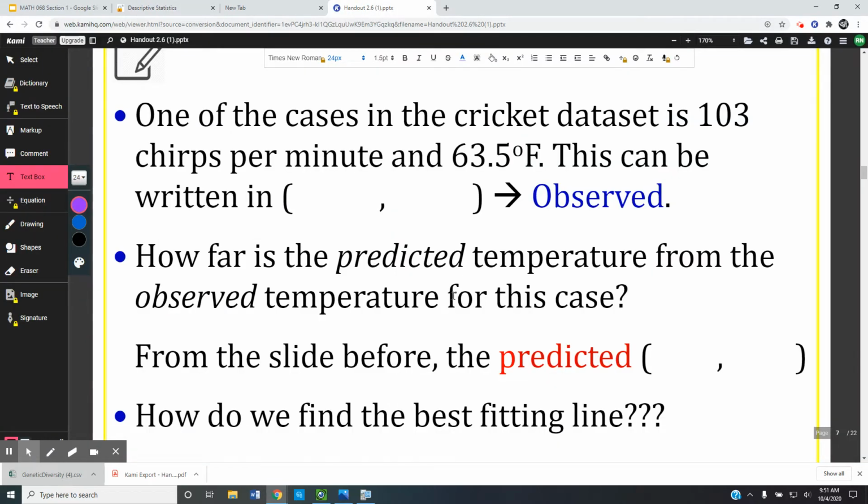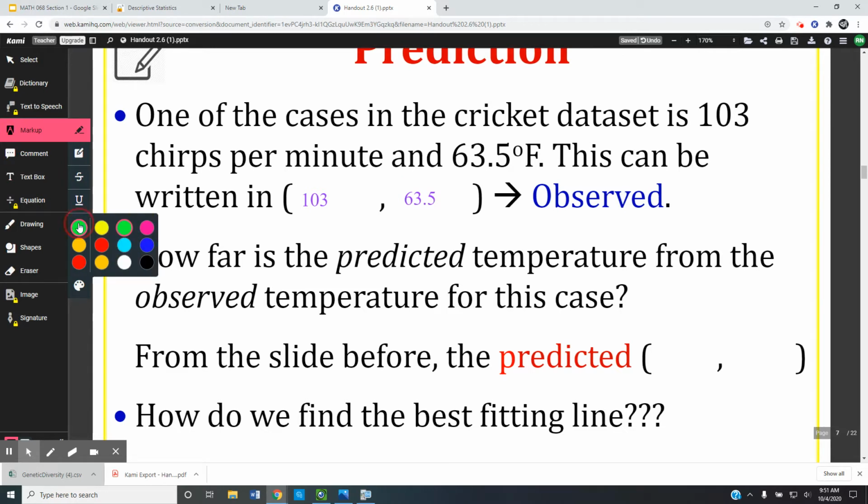The way we would write that is exactly in X comma Y format. So in the X position, we would write the value of 103, and in the Y position, we would write the 63.5. Now, this is known as an observed mark. It's an observed mark because it actually took place. It's not a prediction. So make the notation between what is observed and what is predicted.